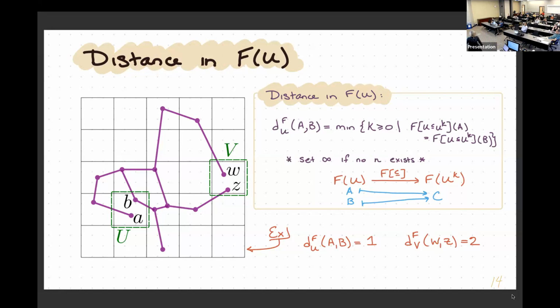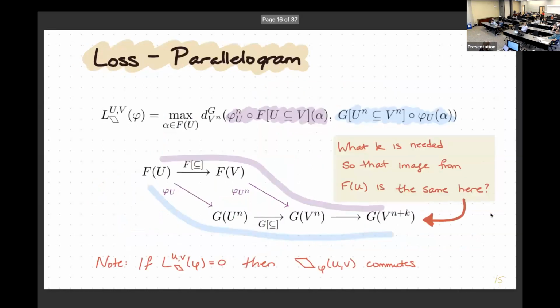And so in particular, for the example with A and B in f of u, if I thicken out by one box, they are the same connected component, I hope. Yep. And for the other one in V, if I expand W and Z, going out by one, they're not in the same connected component yet, but going out by two, they are. Okay. And then if there is no n, then I'm going to set infinity and then try to get rid of those cases later. Okay. So there's my distance.